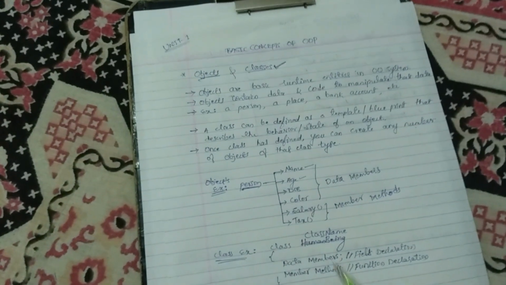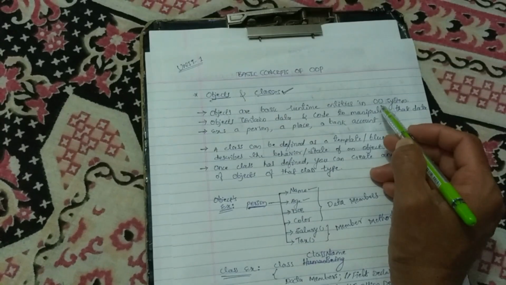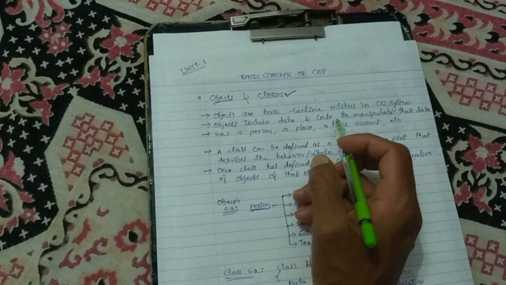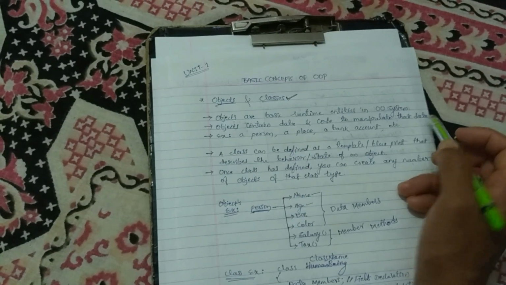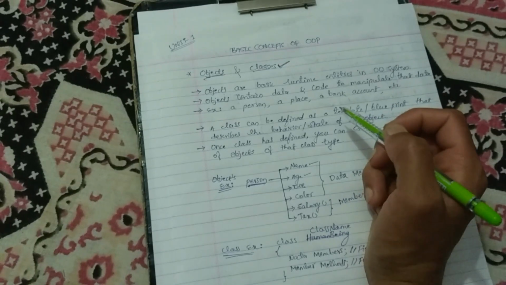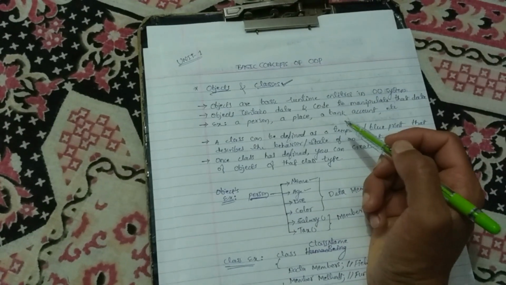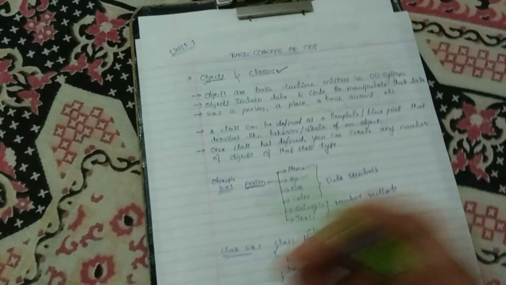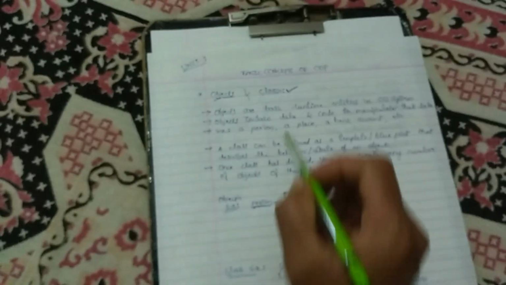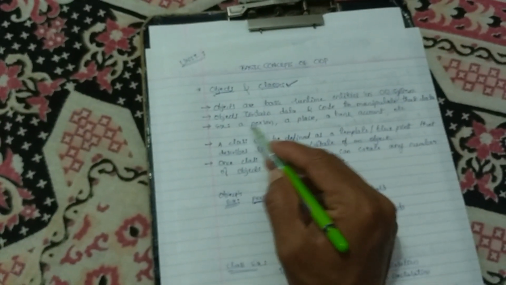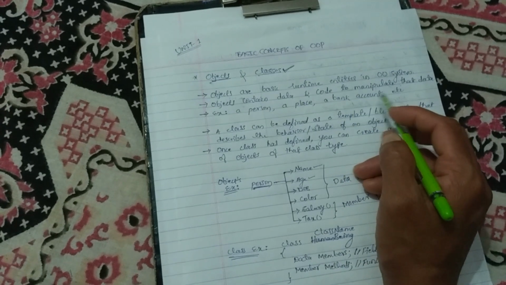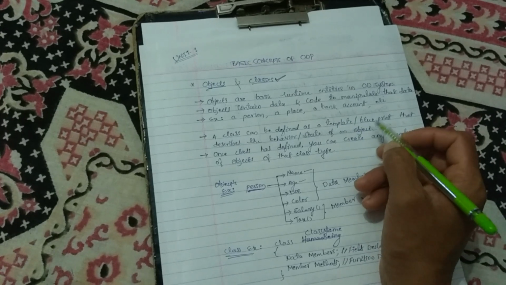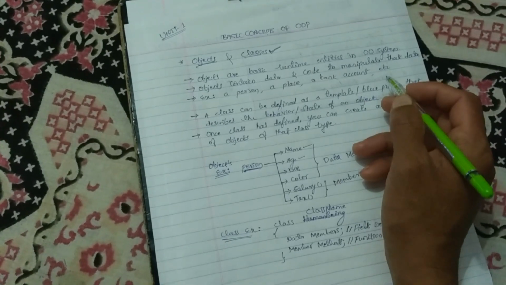Objects are nothing but basic runtime entities in an object-oriented system, and objects contain data and code to manipulate that data. These objects are basic runtime entities, related to the real world. Examples of objects are a person, a place, a bank account, a table of data, or any other thing that a program may handle.